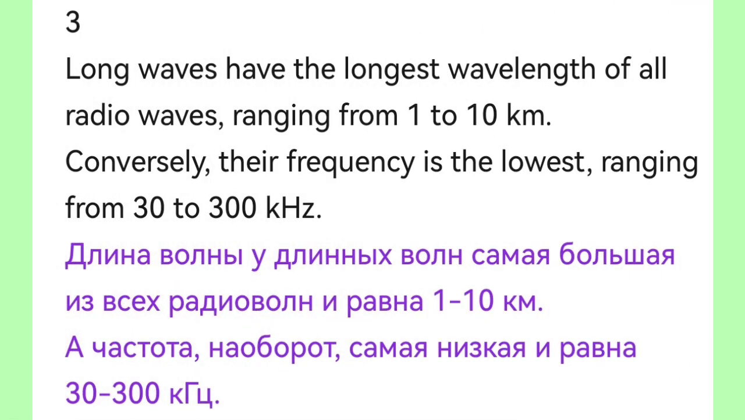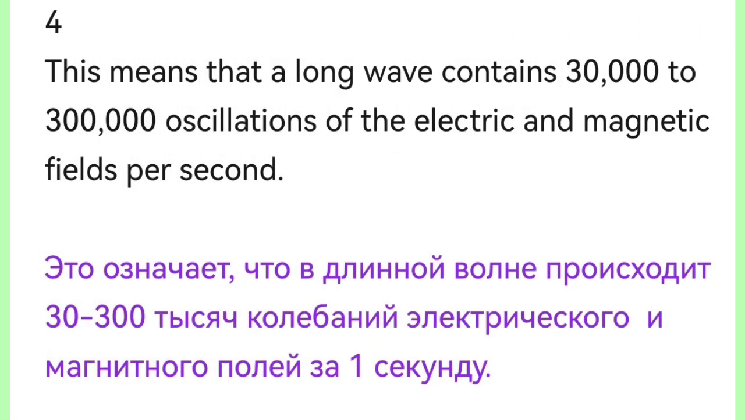Long waves have the longest wavelength of all radio waves, ranging from 1 to 10 kilometers. Conversely, their frequency is the lowest, ranging from 30 to 300 kHz. This means that a long wave contains 30,000 to 300,000 oscillations of the electric and magnetic fields per second.